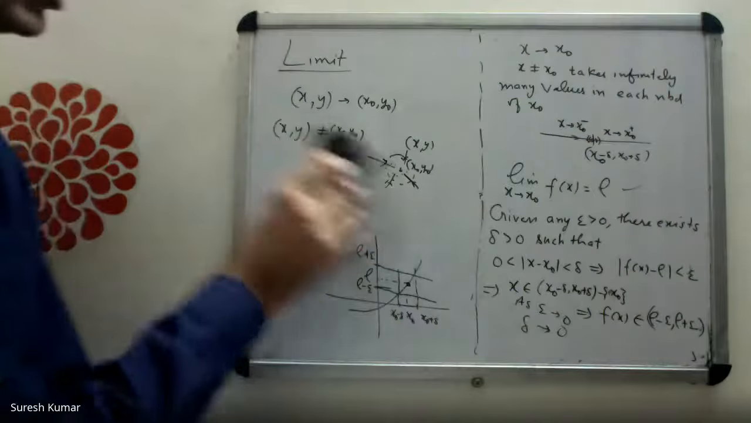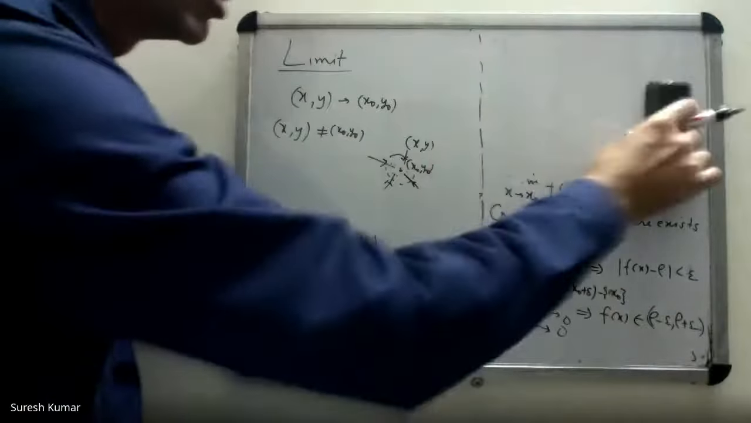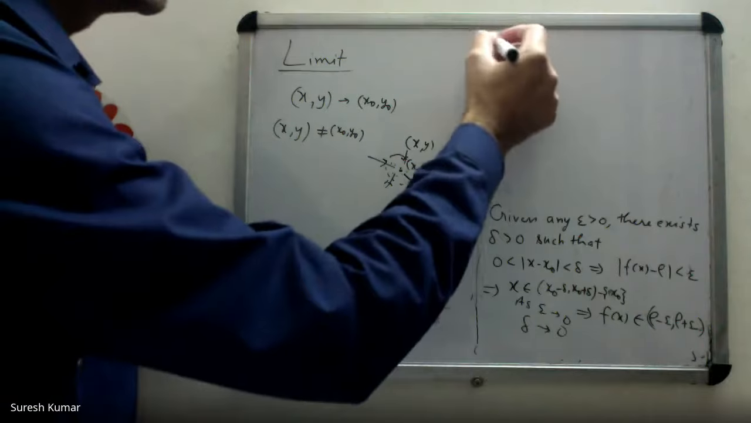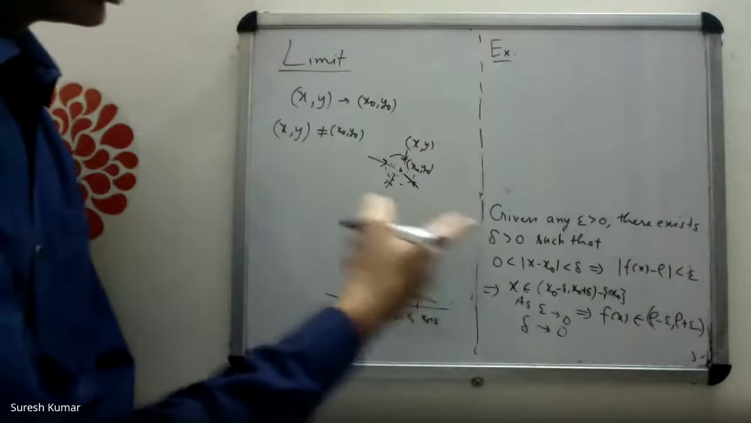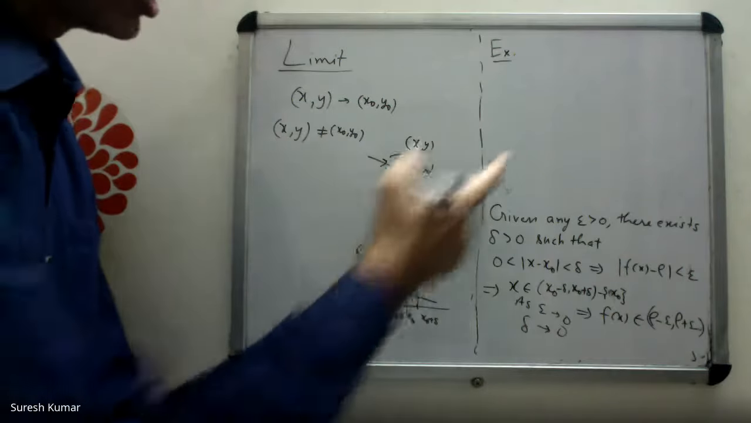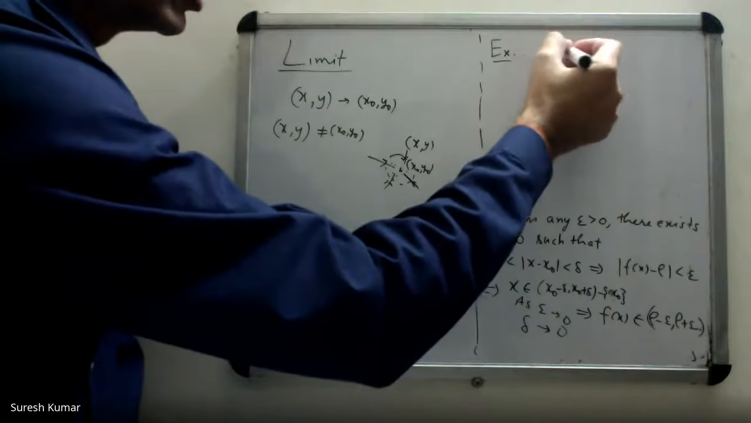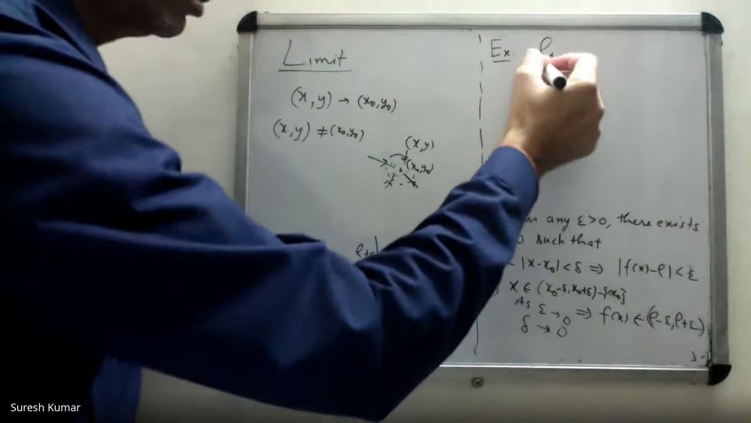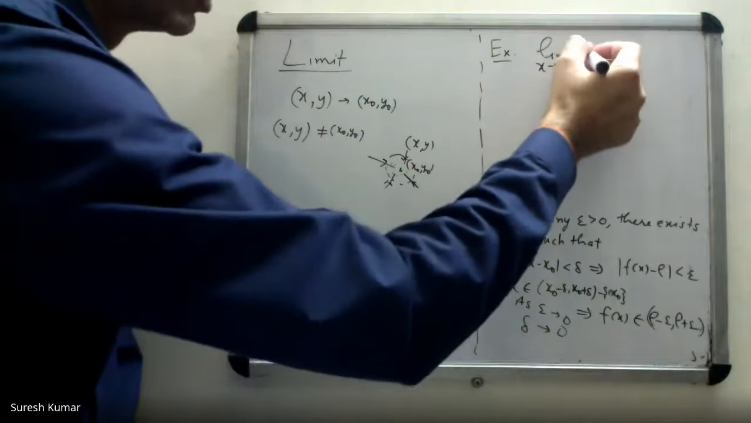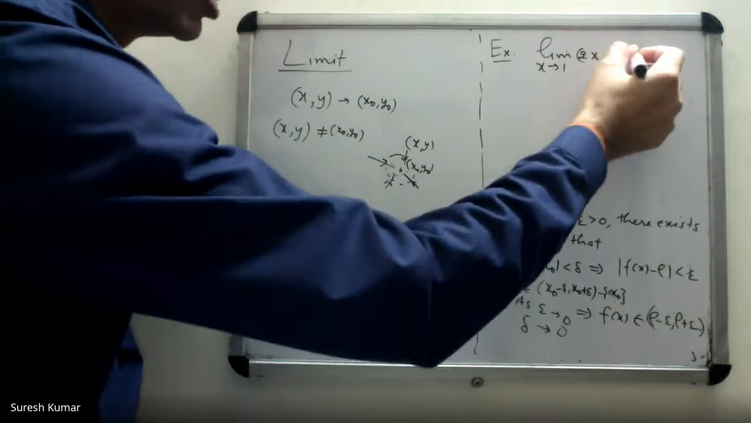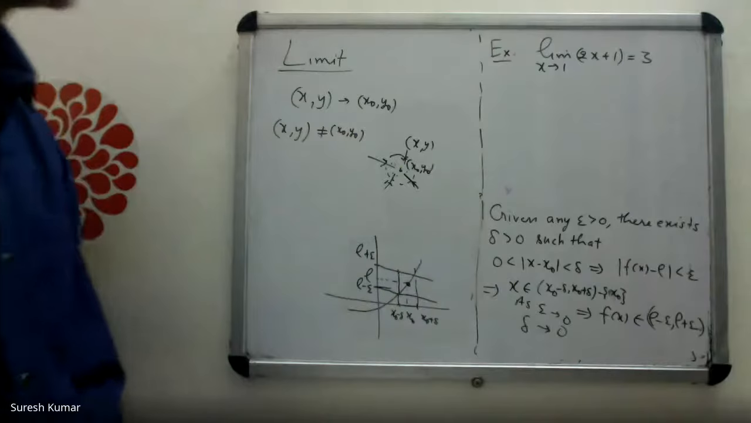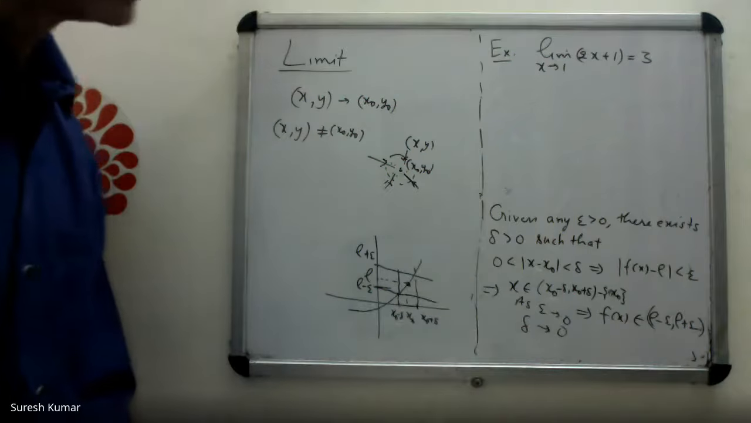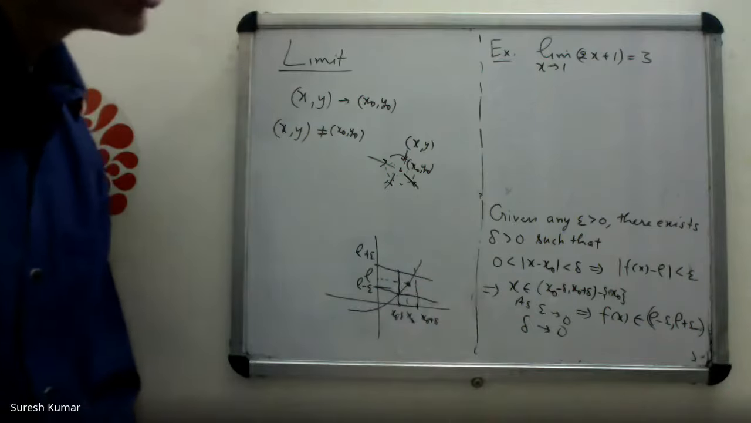But now let's do one example to understand this epsilon delta definition for one variable. Then I will define the limit for a function of two variables and do one example. So let's take this example. Show that the limit of the function 2x plus 1 as x tends to 1 is 3. By direct substitution, you know the answer is correct, 3. But let's prove it using epsilon delta. For a given epsilon, how do we get a delta depending on epsilon?